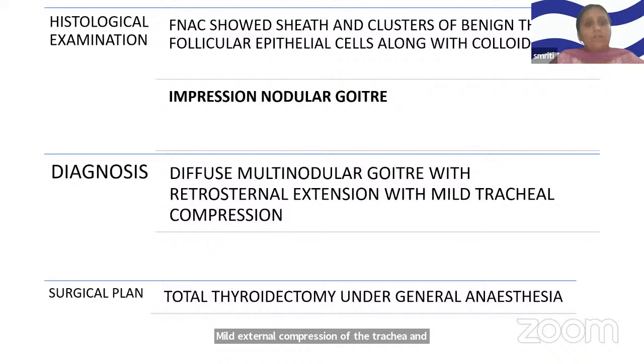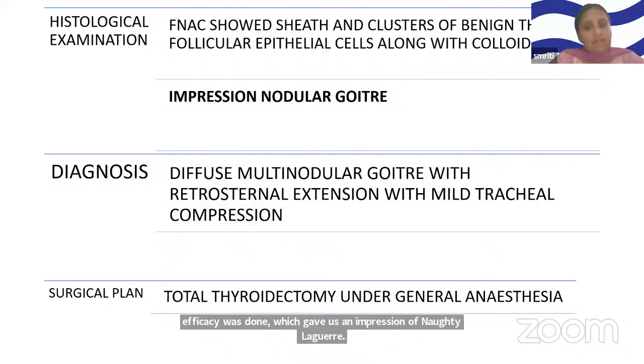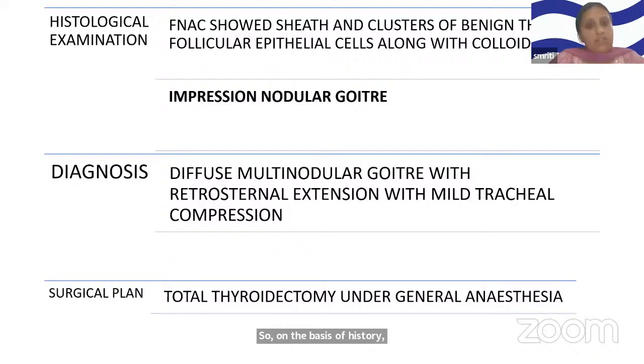On the basis of histological examination, her FNAC was done, which gave us an impression of nodular goiter. On the basis of history, clinical examination, as well as the radiological investigations, a diagnosis of diffuse multinodular goiter with retrosternal extension with mild tracheal compression was made. Now, the surgical plan was to do total thyroidectomy under general anesthesia.